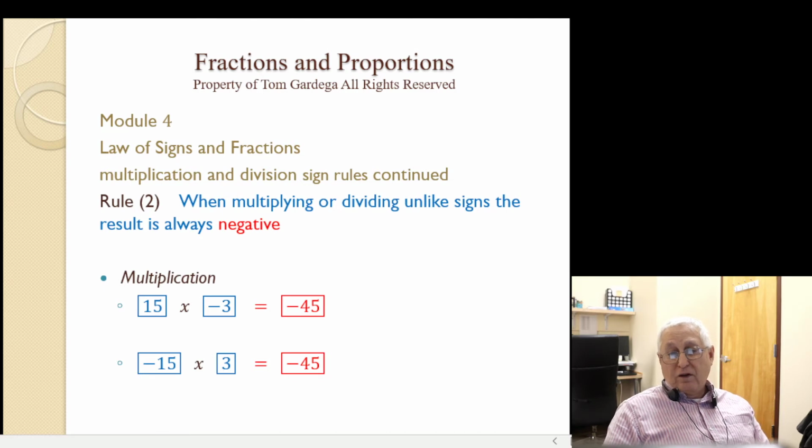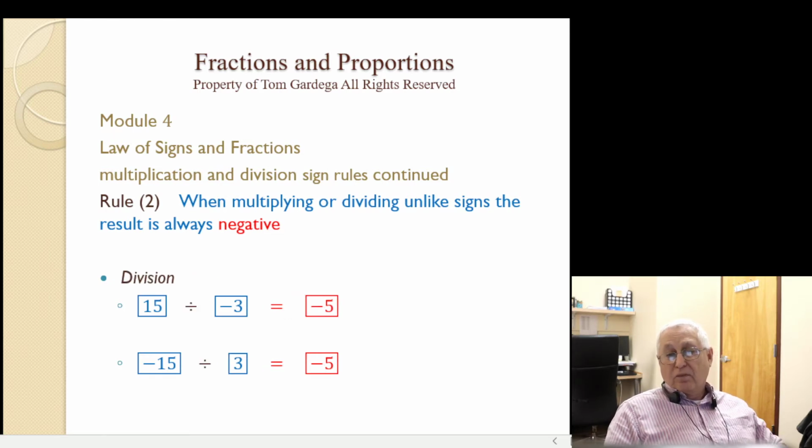Here we have negative and positive numbers mixed. We have a positive 15 times a negative 3. The result is a negative: a positive times a negative equals a negative. Here we have negative 15 times a positive 3. Negative times a positive equals a negative. Negative 15 times a positive 3 equals negative 45.